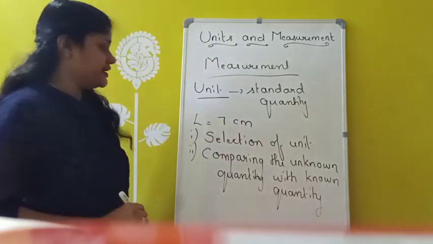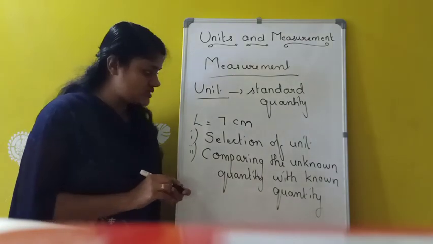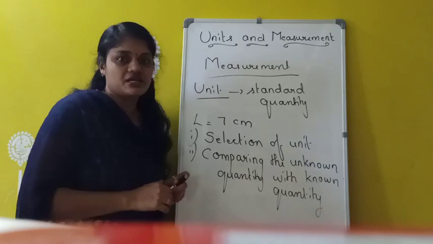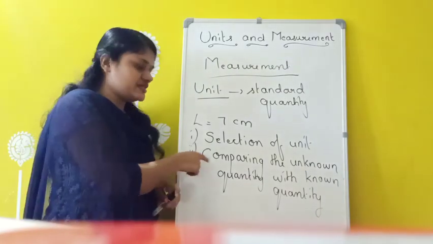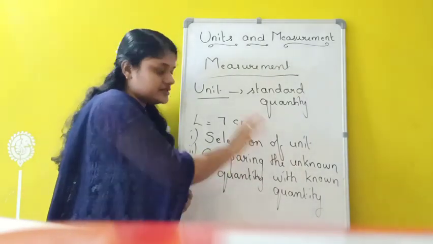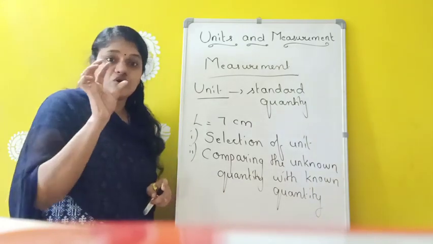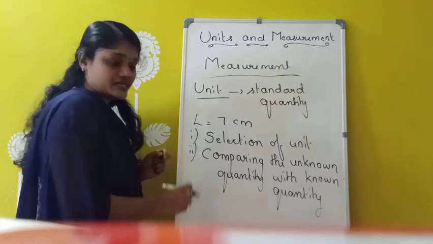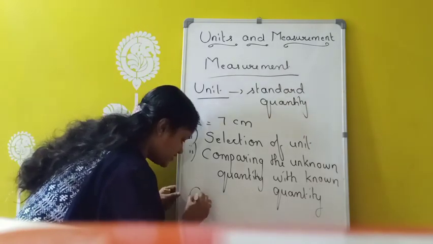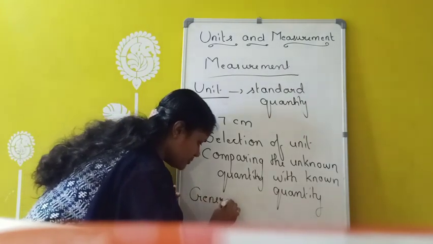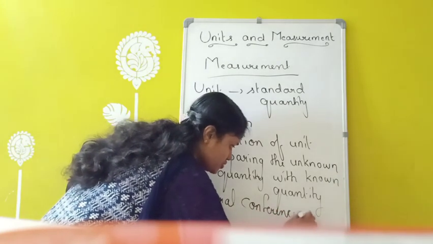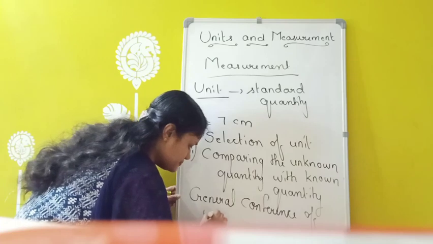So measurement mainly involves two processes. First one is selection of units. We have to select in which unit we are measuring that particular physical quantity. Then second one is comparing this unknown quantity with the standard or known quantity. That standard quantity is called which one? Unit. Okay. And we have an authority called the General Conference of Weights and Measures.